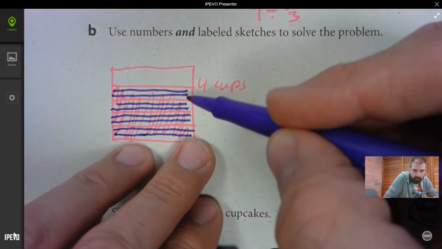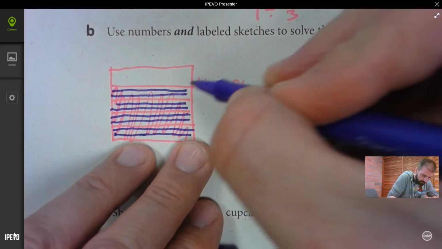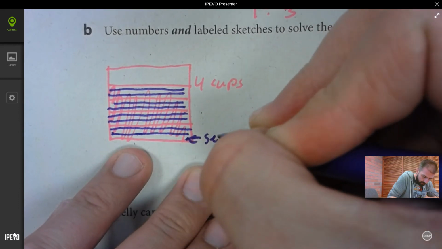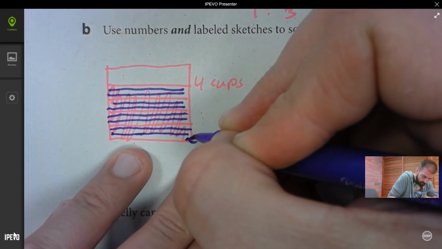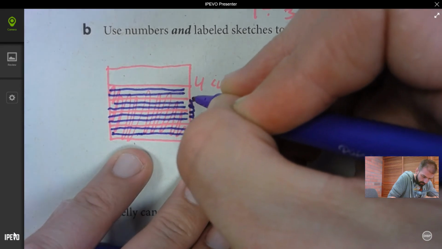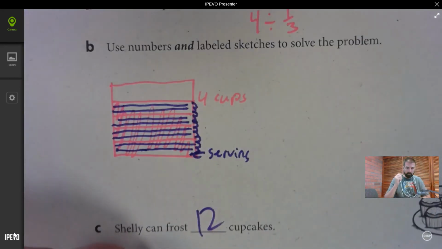Right, so I tried to, I mean, again, this is not to scale. I tried to make thirds. So each of these is a third serving. So that's 1, 2, 3, 4, 5, 6, 7, 8, 9, 10, 11, 12. So we have, she can do 12 cupcakes.